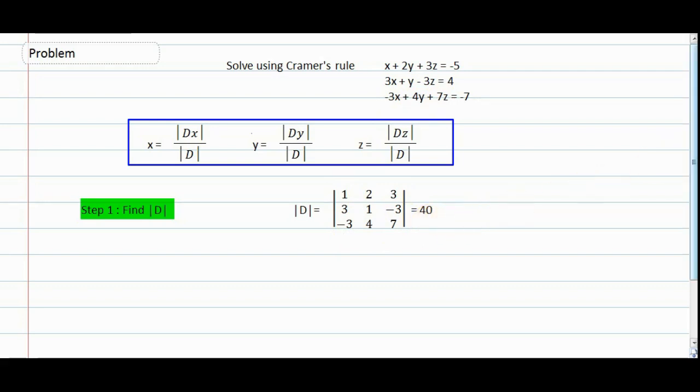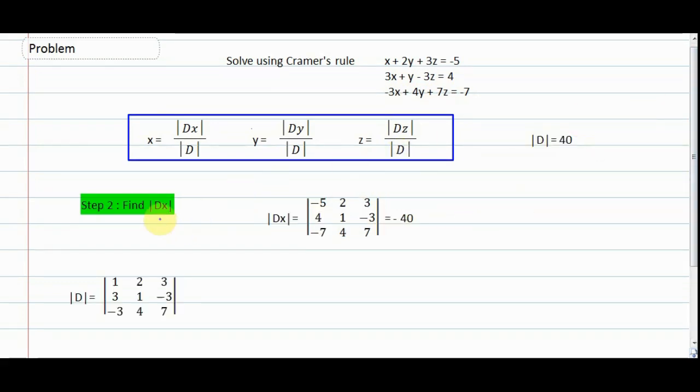Okay, now the next step is to calculate determinant of dx. How to find out dx? dx is obtained by replacing the first column of d with minus 5, 4 and minus 7. So here you may see matrix dx. Here the first column has elements minus 5, 4 and minus 7. The other two columns remain the same as that of d. Now when you calculate determinant of dx, you will get it as minus 40.